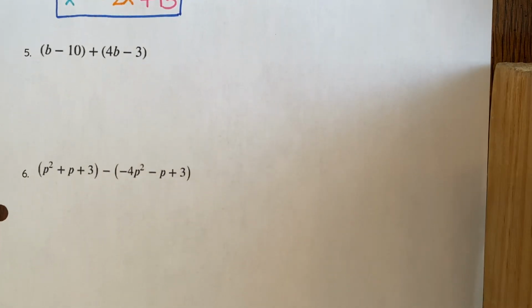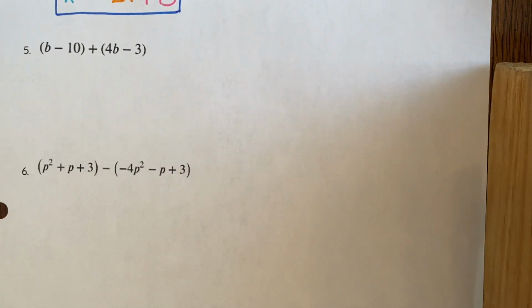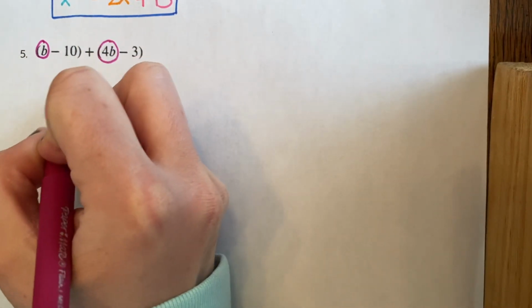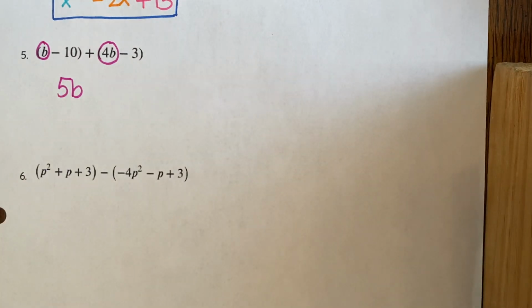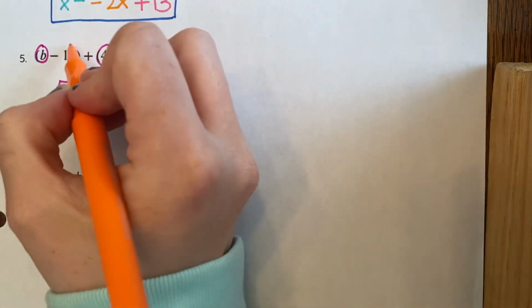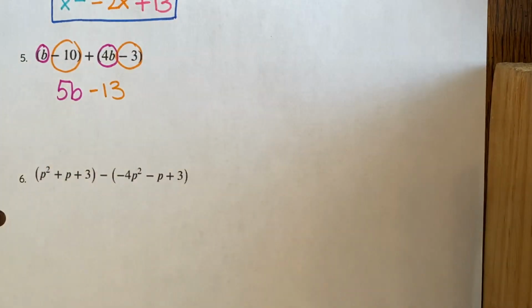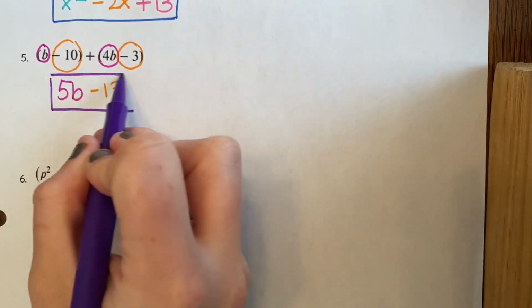All right, let's look at 5. So in number 5, we only have 2 terms in each. So these are both called binomials. So we're just going to add how we normally would. A 1b plus a 4b would be a 5b. And then we have a negative 10 and a negative 3, so it would be a minus 13. So that would be it for that one. So 5b minus 13.